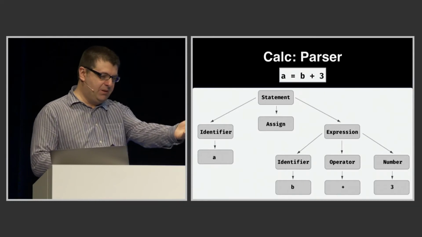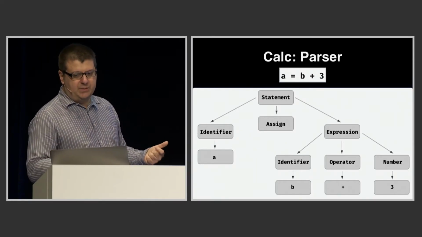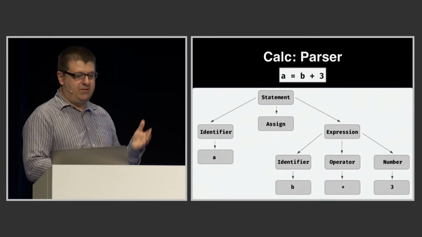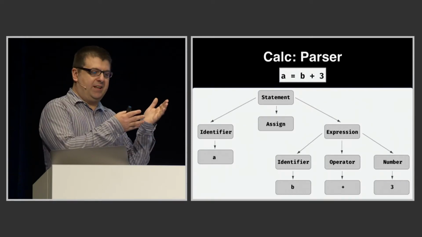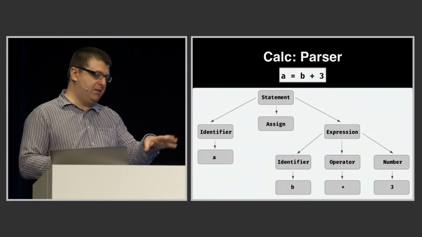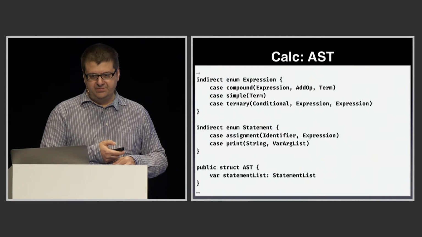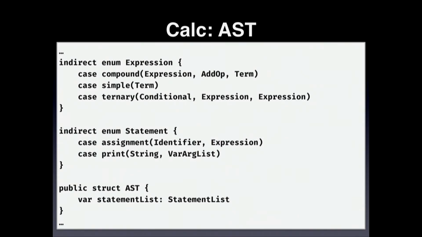Take, for example, this statement, A equals B plus 3. This is specifically an assignment statement. We see that the assignment statement is made up of an identifier and an expression. And the expression, in turn, is made up of an identifier, an operator, and a number. And the leaves of this tree, notice, are all the tokens of the language. And you can see a small snippet from my AST definition as well.